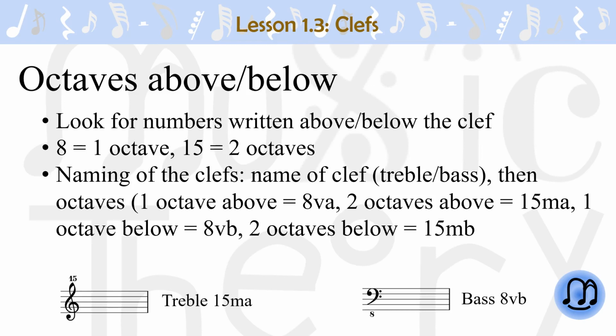When you look at the treble or bass clefs, look for numbers written above or below the clef. Those numbers indicate the number of octaves above or below, 8 being 1 octave and 15 being 2 octaves. The way the clefs are named is the name of the clef, which is treble or bass, and then the number of octaves above or below. For example, as in the pictures, the treble clef 15MA is the treble clef with the number 15 written above it, and the bass clef 8VB is the bass clef with the number 8 written below it.